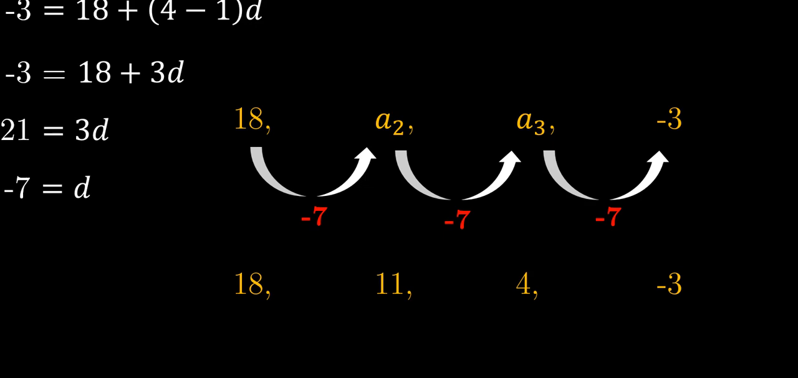When the resulting sequence is not arithmetic, therefore, our arithmetic means are wrong. And that is maybe because our value of d is also wrong. So you have to take note of that. The two arithmetic means between 18 and negative 3 are 11 and 4.